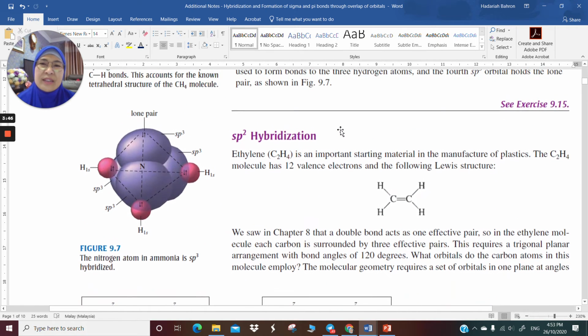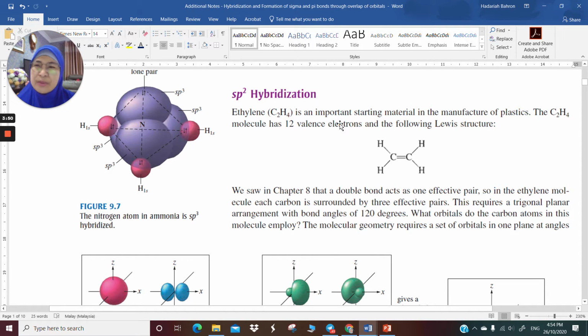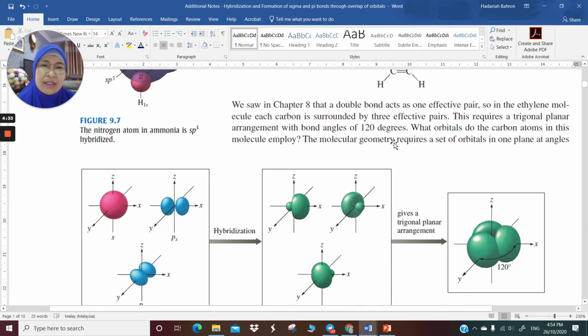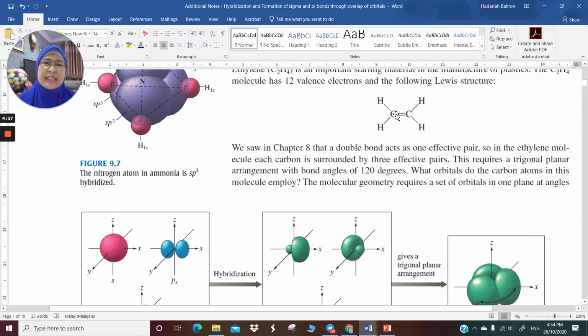Next, I'm going to very quickly go into sp2, which shouldn't be a problem for you to understand because I have covered this before. An example of sp2 hybridization is ethylene, or ethene. If you draw the Lewis structure of ethene, you're going to find that between the carbon and carbon there are 2 pairs of bonding electrons making a double bond, and 1 pair with hydrogen, another pair, and another pair. 4 C-H bonds there. We also have learned that this double bond doesn't count as 2 bonds, it counts as 1 bond.